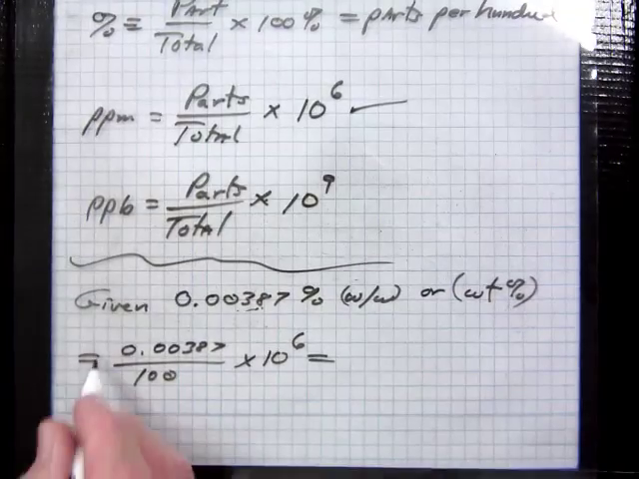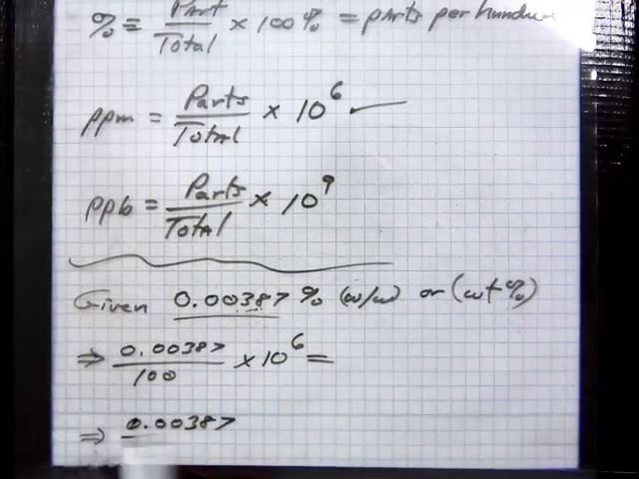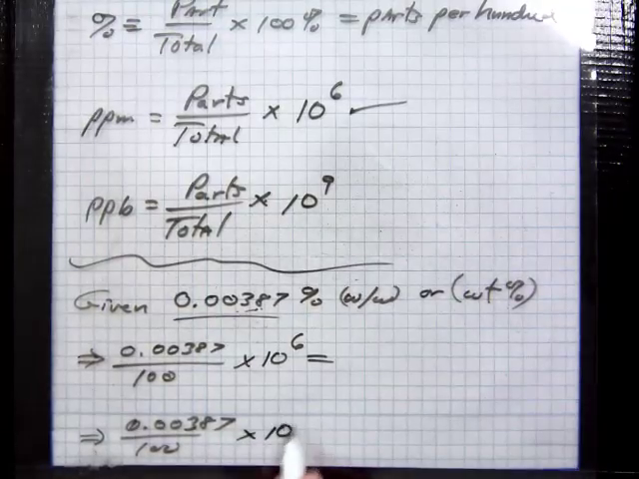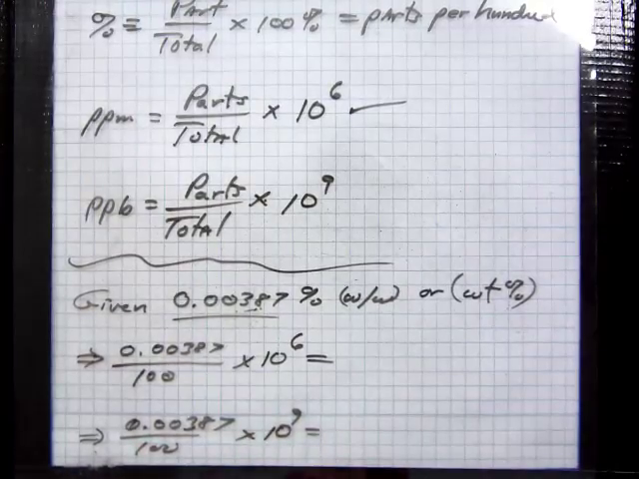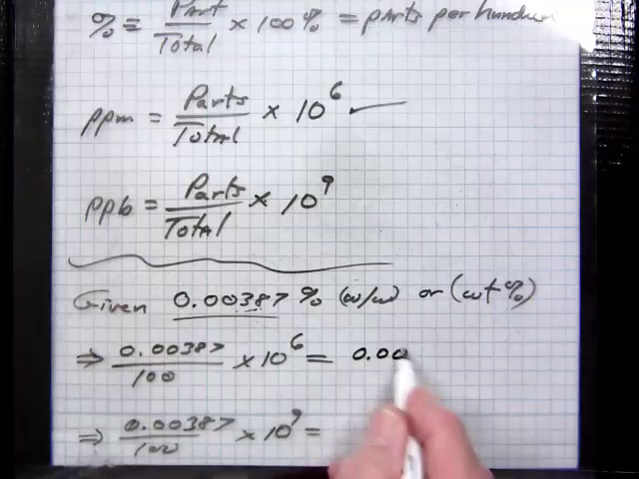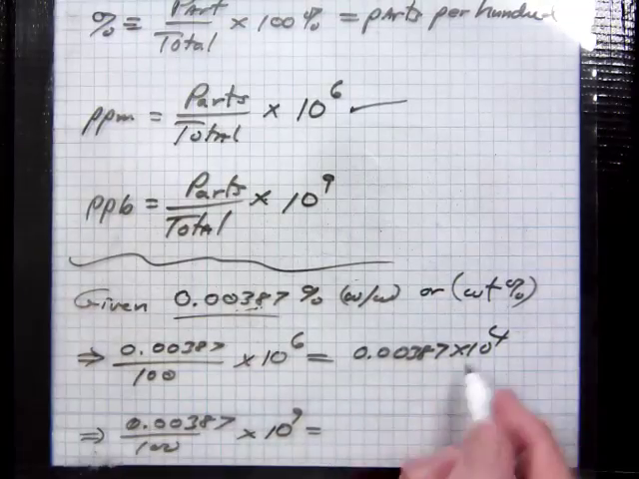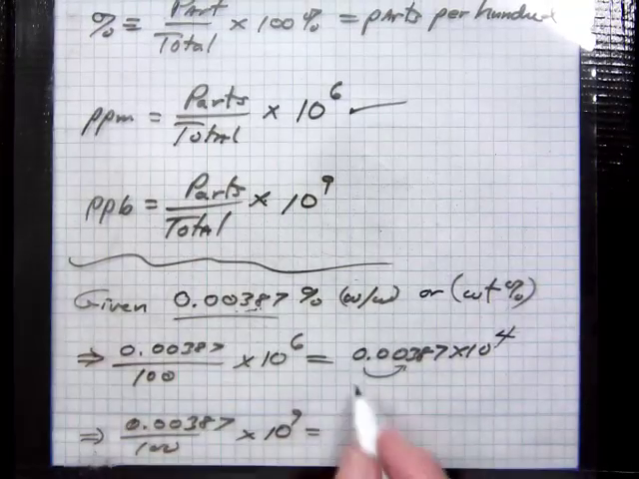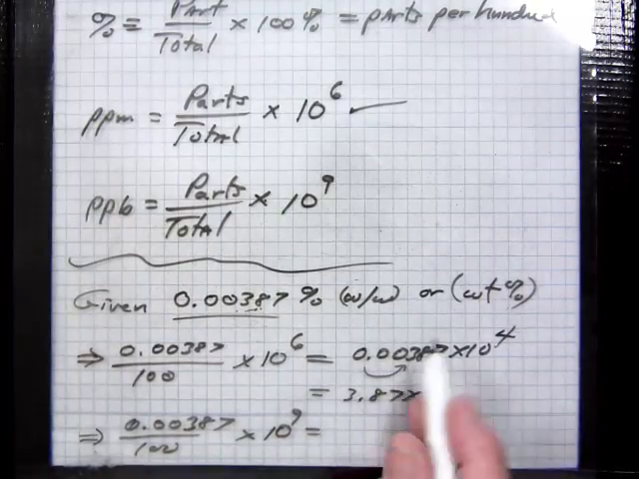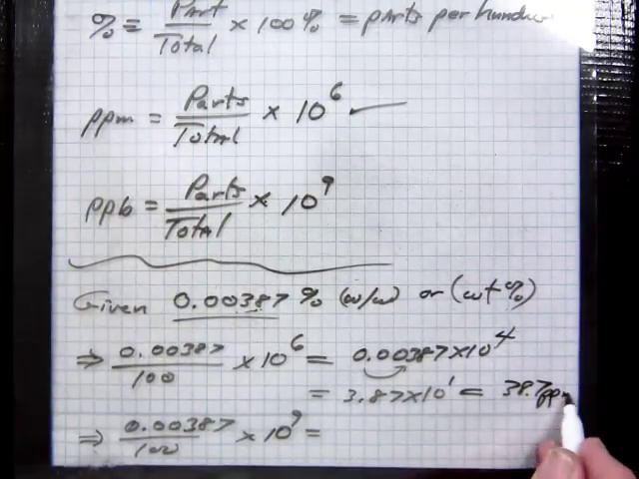Or if you want it in parts per billion, you do the same thing. What does it mean? 0.00387 over 100 is what it means. Multiply it times 10 to the 9th, and then you've got your conversion done. That's actually 10 squared, so you subtract 2 from the exponent and it's 0.00387 times 10 to the 4th. And we can convert that again by moving to the right 3 places. So that would give us 3.87 times 10 to the 1st. And so that's 38.7 parts per million.